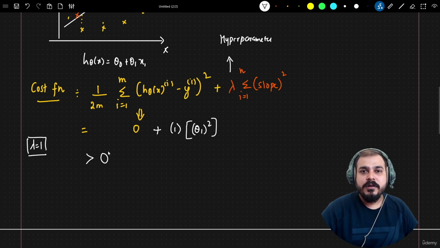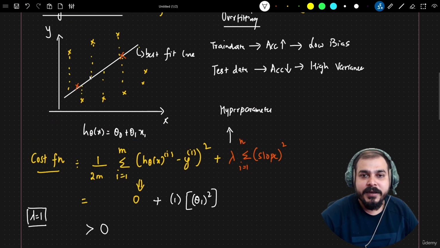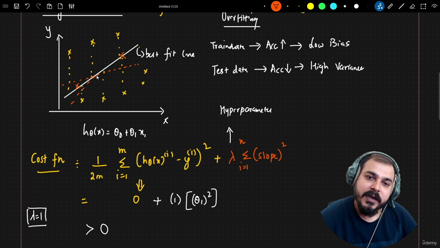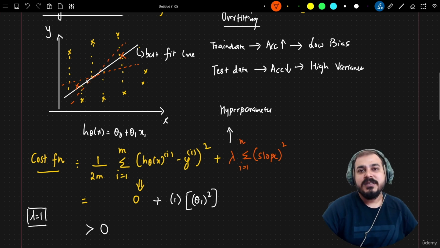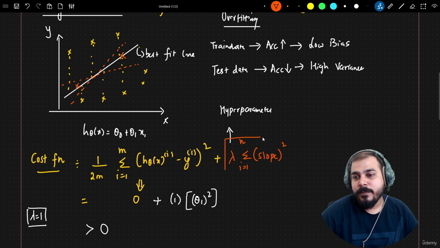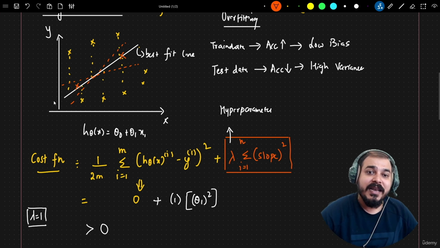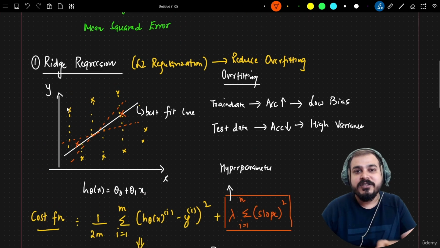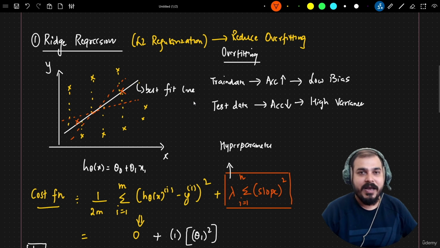In this particular scenario, my model training, the best fit line, will just not stop over here. It will try to find another best fit line like this, or another best fit line like this, such that my cost function is minimal. So when I am specifically adding these two parameters, lambda and slope square, we are never going to get a best fit line that passes exactly through all the training data points. This is how ridge regression makes sure that overfitting will not happen.